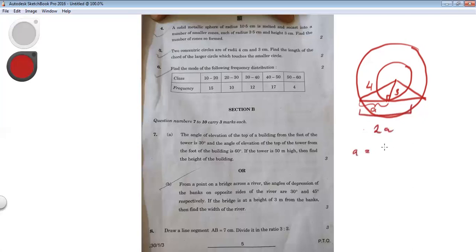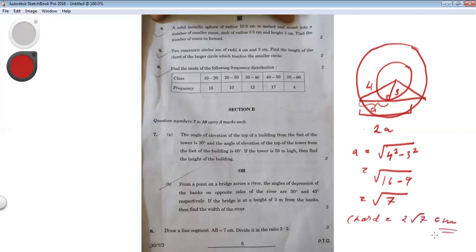So a is nothing but equal to square root of 4 square minus 3 square, right? Which is equal to square root of 16 minus 9, which is equal to square root of 7. Okay, and therefore the length of the chord equals twice a, which is 2 root 7. Since it's given in centimeters, you'll get it in centimeters.